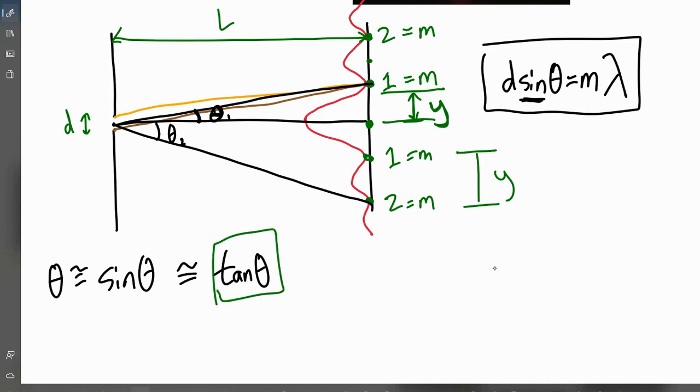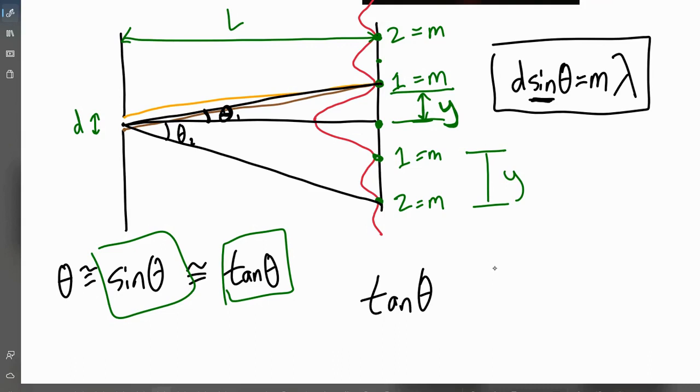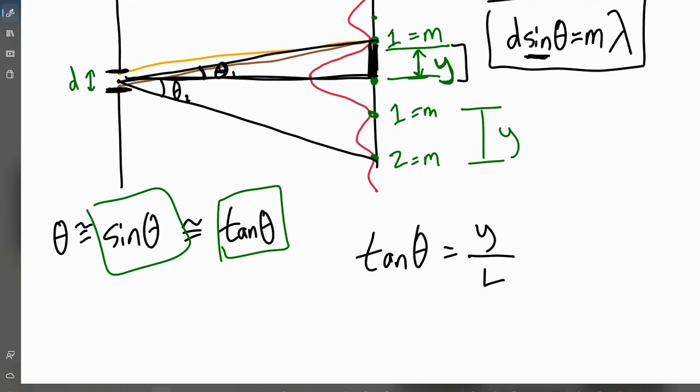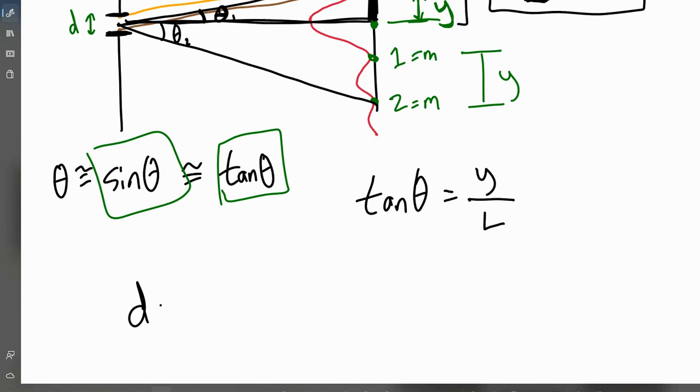Tangent of theta, we can say, is approximately equal to sine theta, but tangent of theta, we can just take that as being equal to whatever our distance y is, and we'll use this one right here to say it's first order, y over L. It's this leg right here over the length there. So that's the length right between the slit and the screen. So that's our slit, and our slit is some distance d. So that's our tangent of theta. So we can plug that in for sine theta. So what we actually get out of this is d y over L equals m lambda.